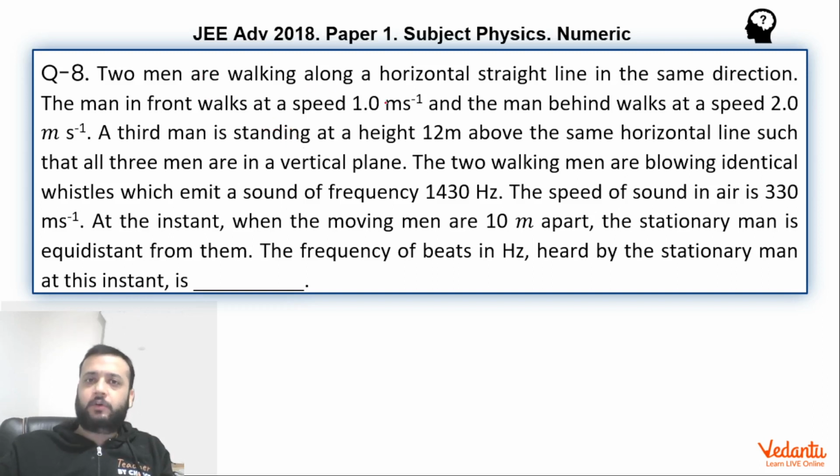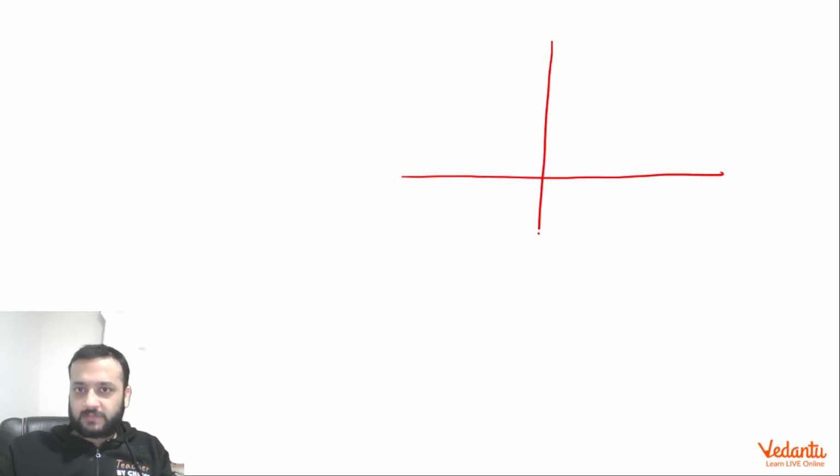There are two men which are walking with a different speed in the same direction. If the man in front is walking at a speed of 1 meter per second and the man behind is walking at a speed of 2 meter per second, there's a third man in the same vertical plane. So let me draw the scenario. Basically, let's call this x-axis a straight road and this y-axis a vertical axis. So at a certain instant, the front man is walking at 1 meter per second in this direction, and the man who is behind is walking at 2 meter per second.